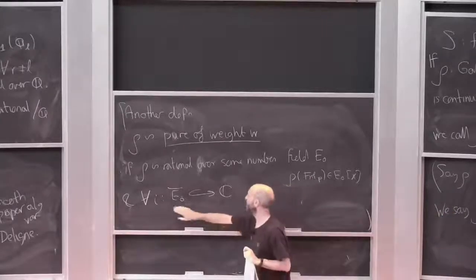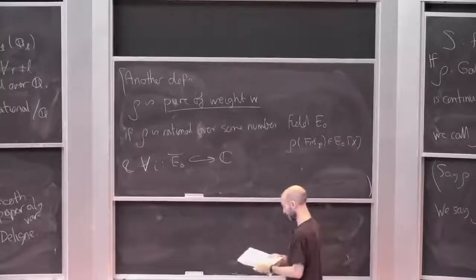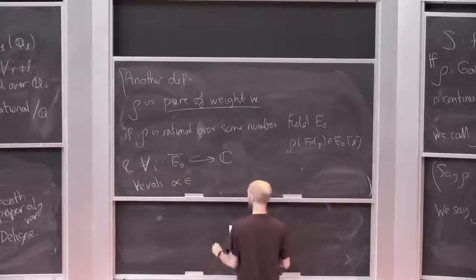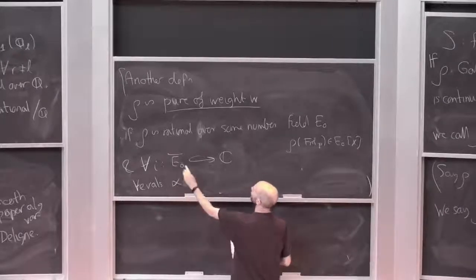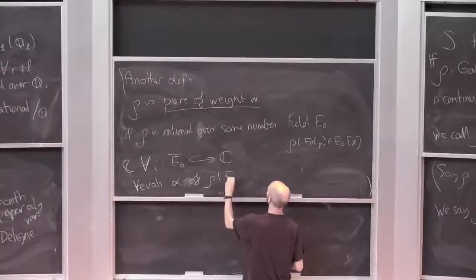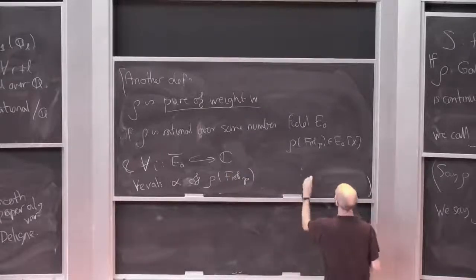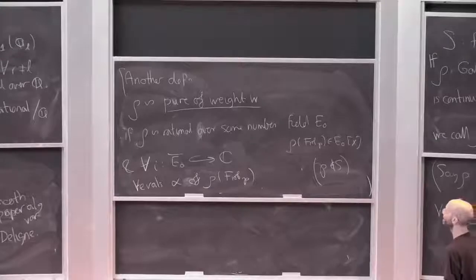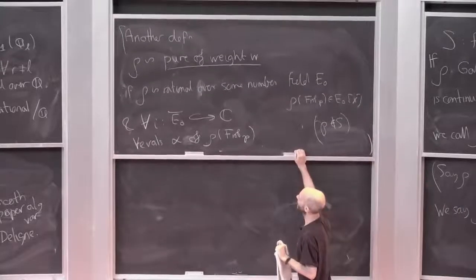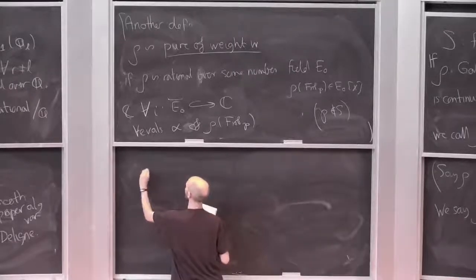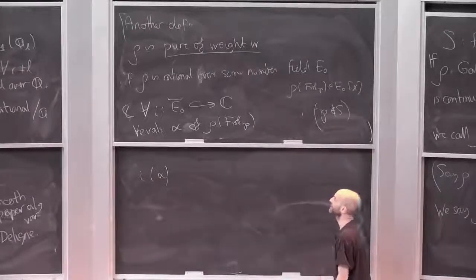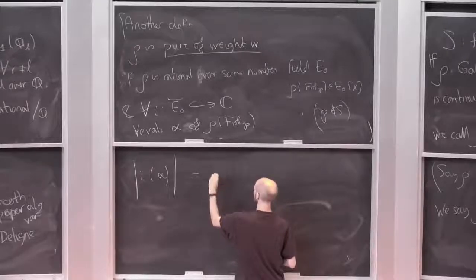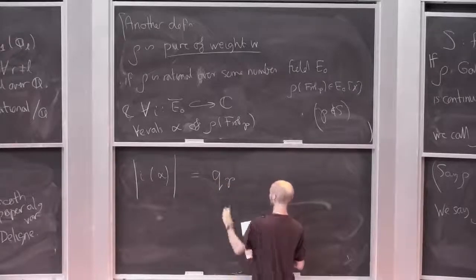I want to talk about roots, so I better have a field injection from E0 bar into the complexes. And for all eigenvalues alpha of rho of Frob P, where P is not in S, of course, I can tell you what the size of that eigenvalue is. I can look at I of alpha, and that's now a complex number, and it's got to have size q_P to the minus W over 2.